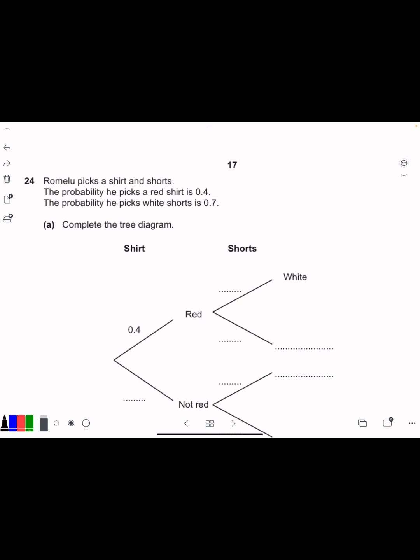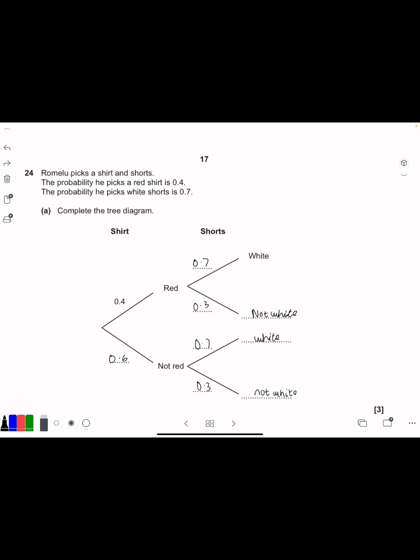Romelu picks a shirt and shorts. The chance he picks a red shirt is 0.4. The chance he picks white shorts is 0.7. Complete the tree diagram. So it would look like this. The probabilities must add up to 1. So 0.4 plus 0.6 would be 1. 0.7 plus 0.3 would be 1.